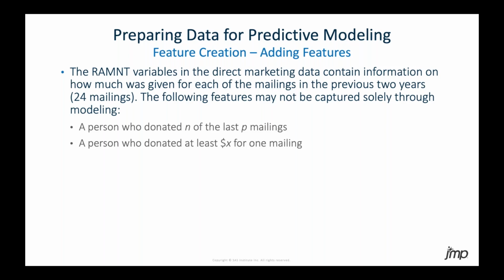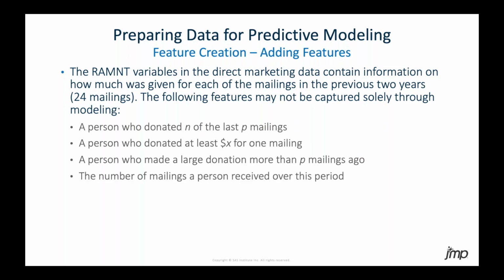A person who donates at least so many dollars for one mailing. A person who's made a large donation more than P mailings ago. I might assume that a person who's going to donate a large amount is not going to do that on a frequent basis. But if they have donated a large amount more than 10 mailings ago, then maybe it's time for them to give another donation. This is where the art comes in. You have to understand what characteristics of the data I might be able to create that would help me predict my value, the number of mailings a person has received over this period, and so on.